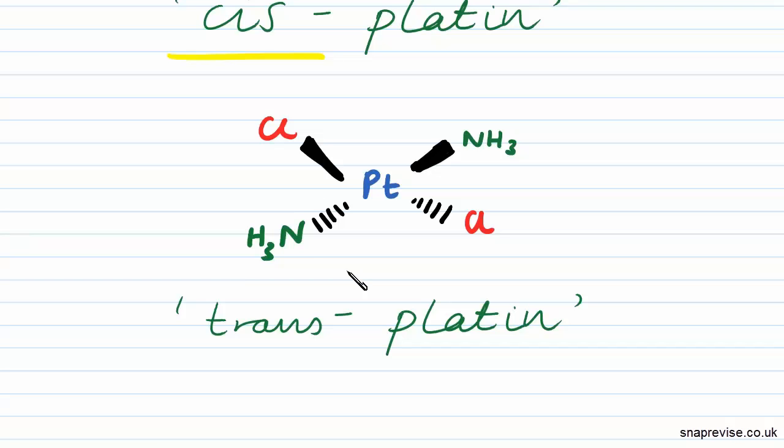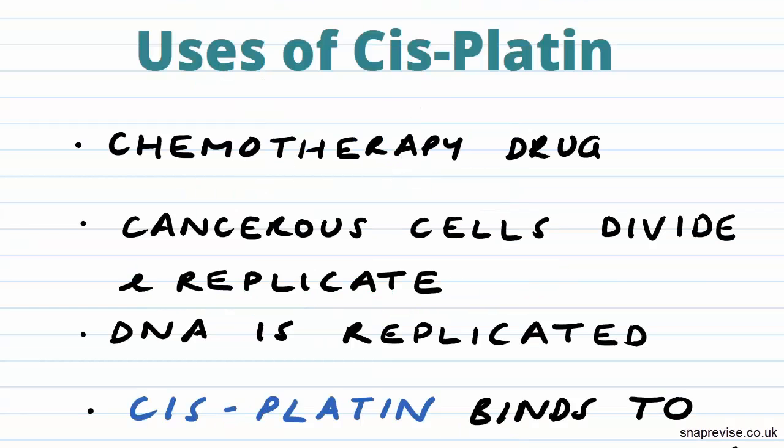Now, we said in our previous video how cis-platin was an important anti-cancer drug, and we're going to have a look at that right now. Cis-platin is a chemotherapy drug. Now, cancerous cells divide and replicate. That's how cancer grows. The cells proliferate and tumours grow.